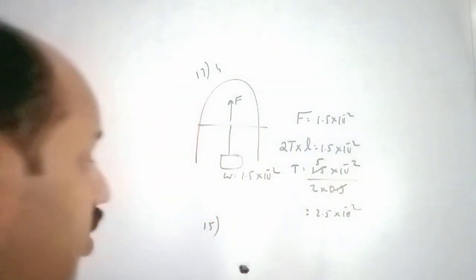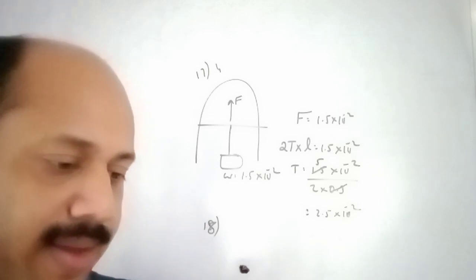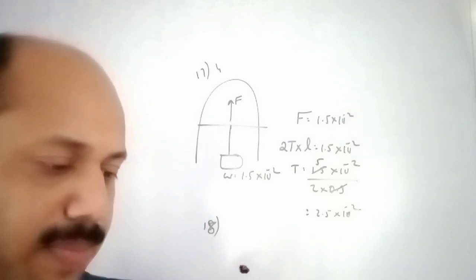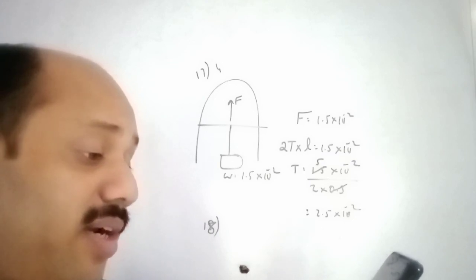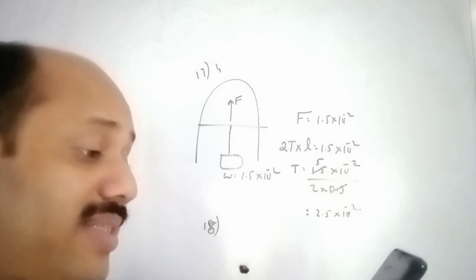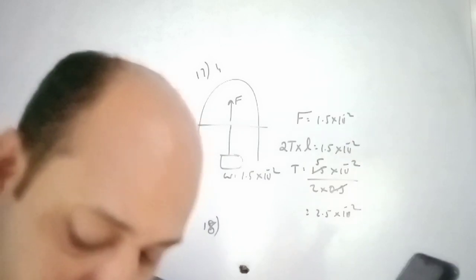Question number 18. A stream of water flowing horizontally with a speed of 25 meter per second gushes out of a tube of cross-section area 10 raised to minus 3 meter square and hits a vertical wall nearby. What is the force exerted on the wall by the impact of water?